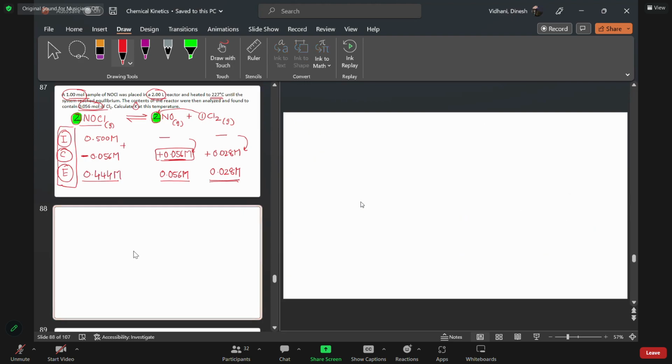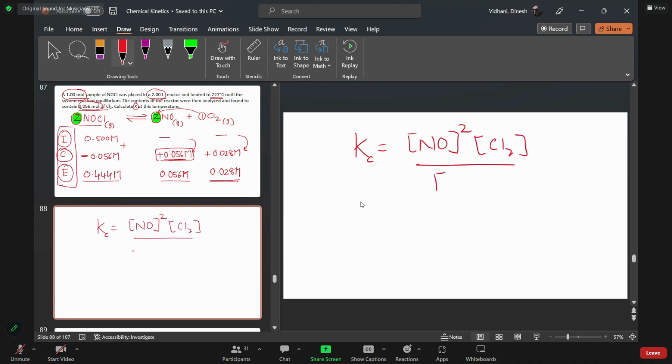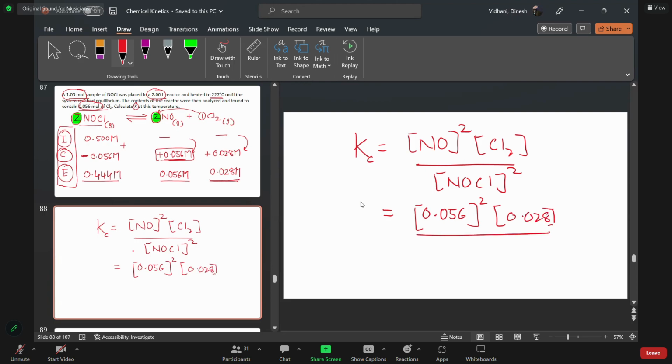Okay. Now I got the equilibrium concentration for all three of my species. Now I'm going to write down Kc in this case, the concentration of my products divided by the concentration of my reactants. My products are already given to me: 0.056 squared, and then for chlorine 0.028, and then for NaOCl 0.444 squared. And when I look at the units, it's going to be molar. Okay, can you find me this number?